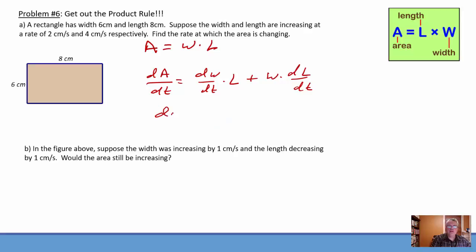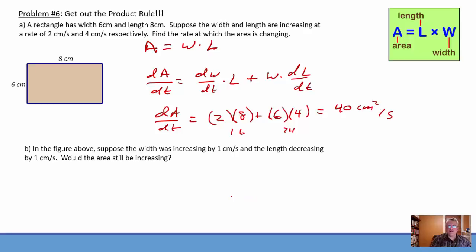So dA/dt equals dW/dt, which was 2 centimeters per second, and the length is 8 centimeters. W is 6, and the length is changing by 4. Okay, so we get 16 plus 24, which is 40. So we get 40, and it's units of area divided by time, centimeters squared per second.